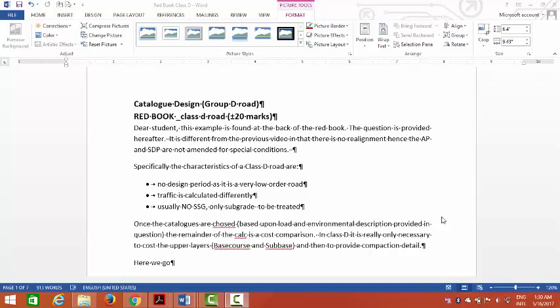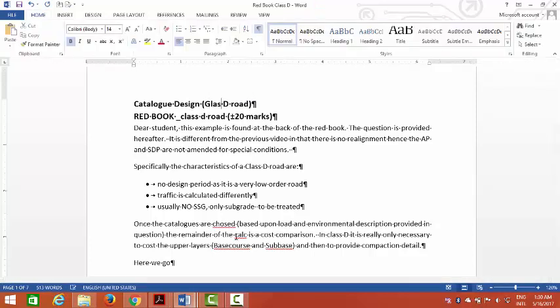Hello students, this video is a follow-on of the previous catalog video. In the previous catalog video we discussed a realigned major road, aka a class B, where the main road is realigned. In this example we are using the example straight out of the back of the Red Book chapter 8, and this particular example is a low order road or a class D road. So I think I need to rectify that.